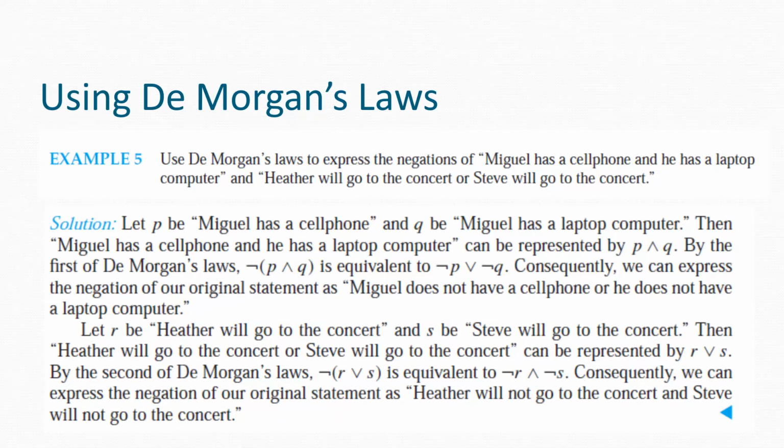Now, the application of De Morgan's laws. Use De Morgan's laws to express the negation of these two statements. So we have two statements in English, and we have to express the negation of these statements. The first statement is: Meghal has a cell phone and he has a computer. Let's assign variables to the propositions. Meghal has a cell phone, let it be P, and Meghal has a laptop computer, let it be Q.